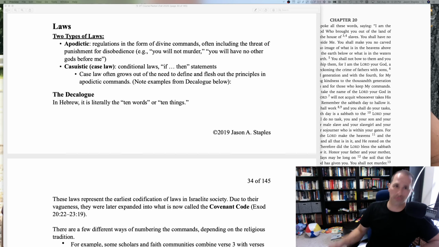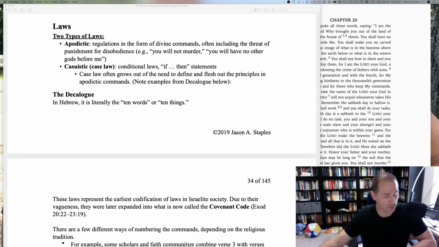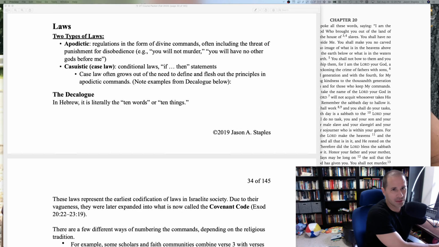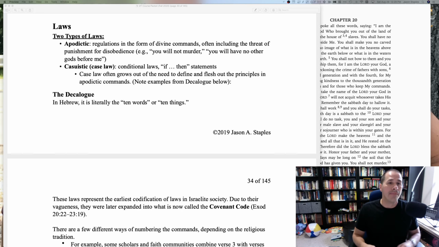You have case law, which is the other type of law, which is conditional laws. So you have, if someone does this, then here is the proper response, the necessary response. Now, the relationship between these two is helpful to understand because case law typically grows out of the need to define and then flesh out the principles in apodictic commands. We're going to see some examples in the Decalogue below.